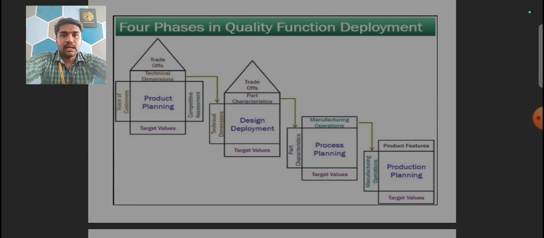In product planning, the contributions to be carried out are the voice of the customer, target value, competitive assessment, and technical dimensions, which is the trade-off factor. If we are planning a product for production, we have to find the customer expectation in the commercial manner. We have to consider every aspect and every stage of the customer, from childhood to old age. We have to collect the data of the product which is required by the customer.